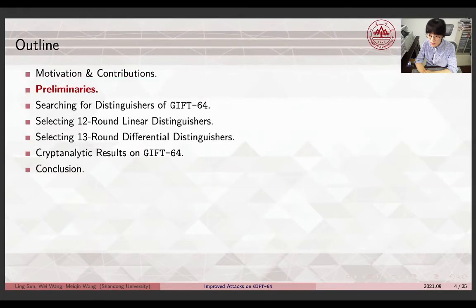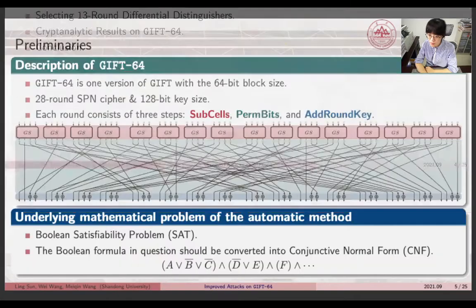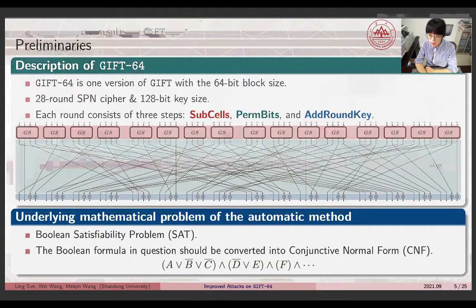In the next part, we briefly recall some necessary preliminaries. GIFT-64 is one version of GIFT with a 64-bit block size. It is a 28-round SPN cipher and has a key length of 128 bits.